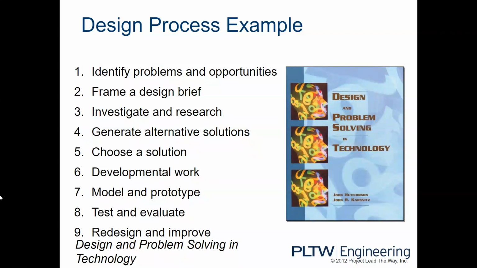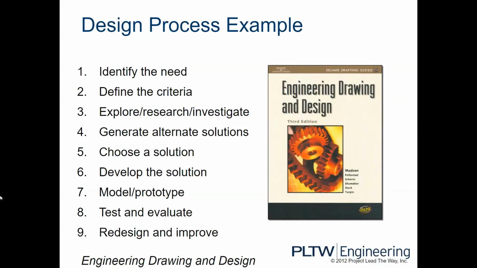The next one that you'll see here was also another textbook that I have. And again, this one's broken down to 9 steps, but you're going to see it's kind of the same language. You're basically doing the same thing in each one of these steps. So identify the need, define the criteria, explore, research, investigate, generate alternative solutions, choose one to work on, develop it further, model and prototype it, test and evaluate it, and then redesign and improve it once you've figured out what you got going on.